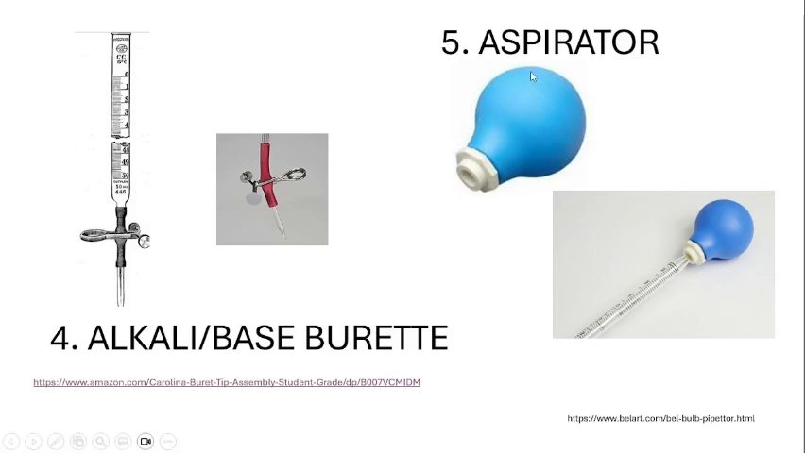Next is the aspirator. The aspirator is a bulb. It is also known as a pipetter. It is a rubber bulb which is connected to your pipette, as the name suggests, and it is usually used together with the pipette.